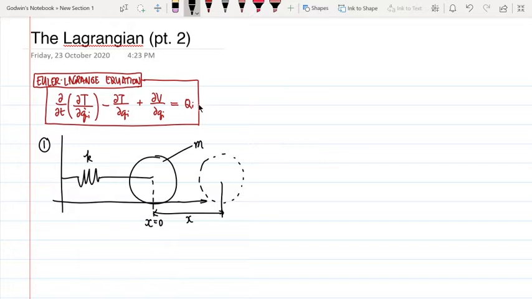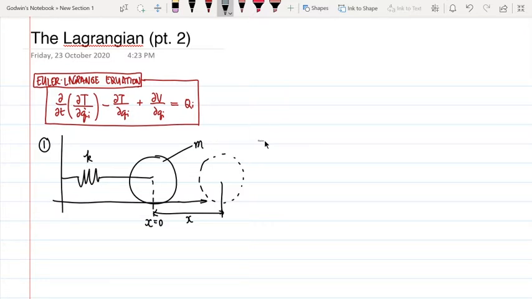So what will our generalized coordinate be for this case? It doesn't move up or down, right? It only moves from left to right. That's what it's constrained to do. So of course, intuitively, our generalized coordinate should just be our x. All right. So let's formulate our kinetic and potential energies again.